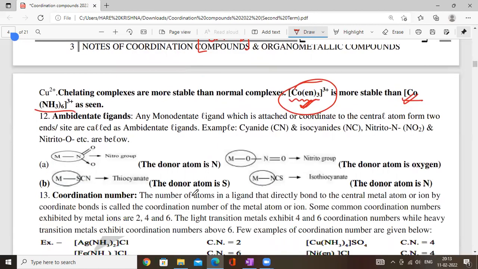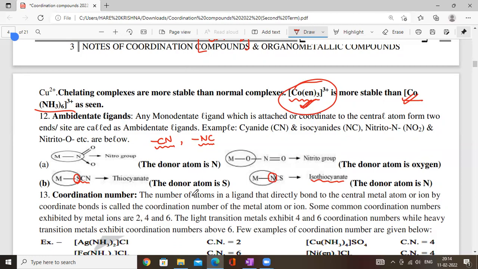The next is ambidentate ligands. We have already done this term while we were doing organic. Whenever I'm talking about cyanide, this is the ambidentate ligand with isocyanide. So we can call it cyanido or cyano, and isocyano or isocyanido. In the same way, nitro and nitrito are also ambidentate ligands. Similarly, SCN, thiocyanate or thiocyanato: here, sulfur is the coordinating atom. And if I am talking about isothiocyanate or isothiocyanato, nitrogen is the coordinating atom.